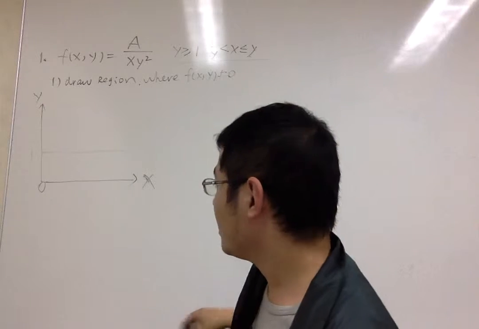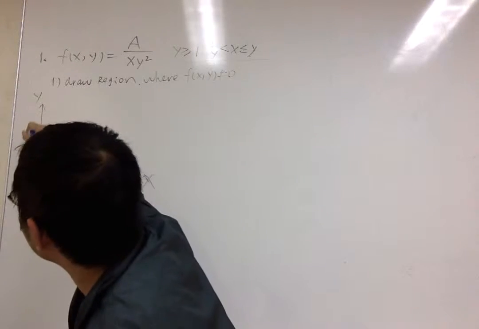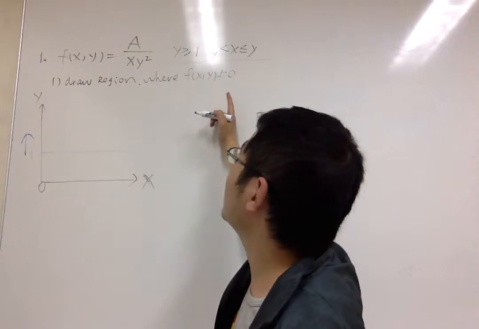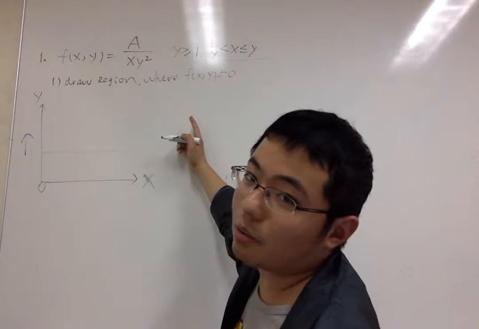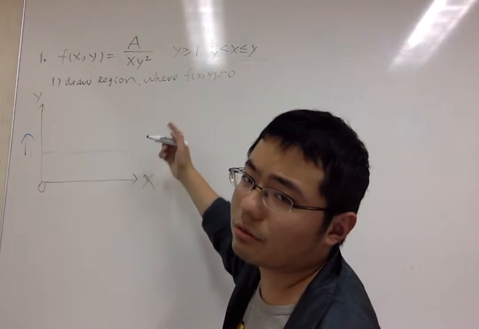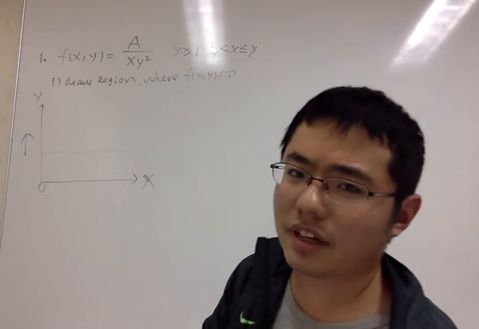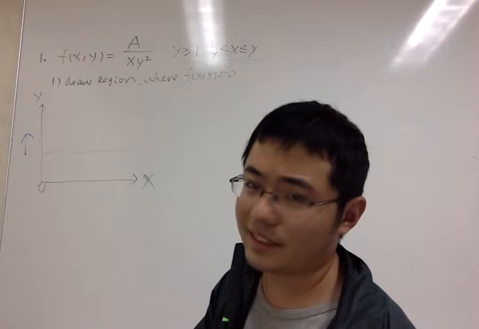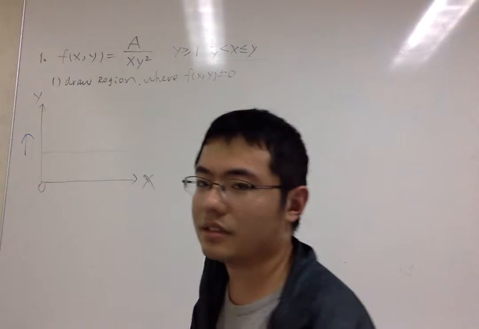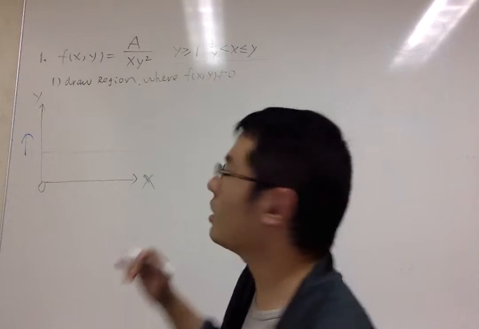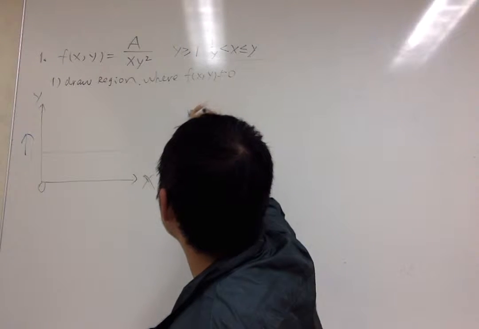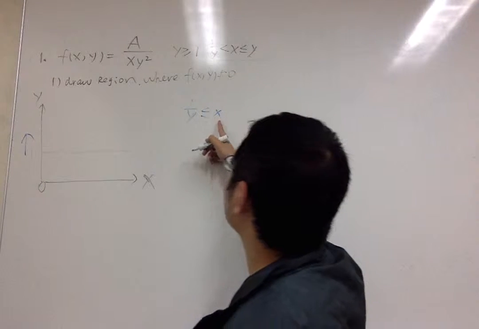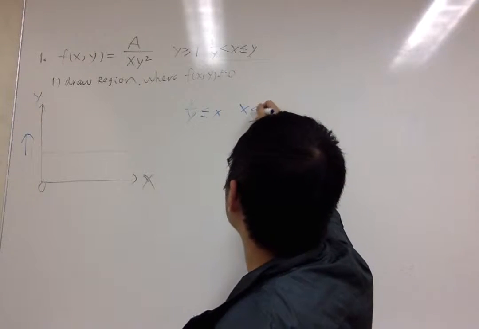y equals 1, and the upper area is where y is larger than 1. And when x is between 1 over y and y, it's not so easy to find at first glance. We're going to take it into two separate inequalities. So first we know that 1 over y is smaller than x and x smaller than y.